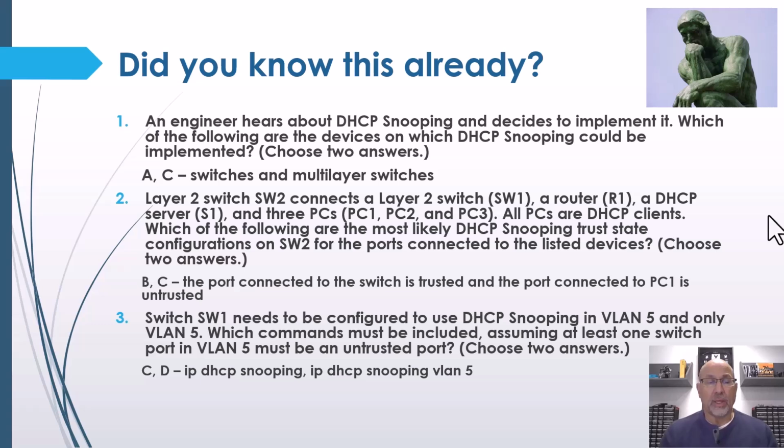Question number 3, switch 1 needs to be configured to use DHCP snooping in VLAN 5 and only VLAN 5. Which commands must be included assuming at least one switch port in VLAN 5 must be untrusted? Choose 2 answers. Well, you've got to enable DHCP snooping globally, and then you've got to enable it on the VLAN. So that was C and D.